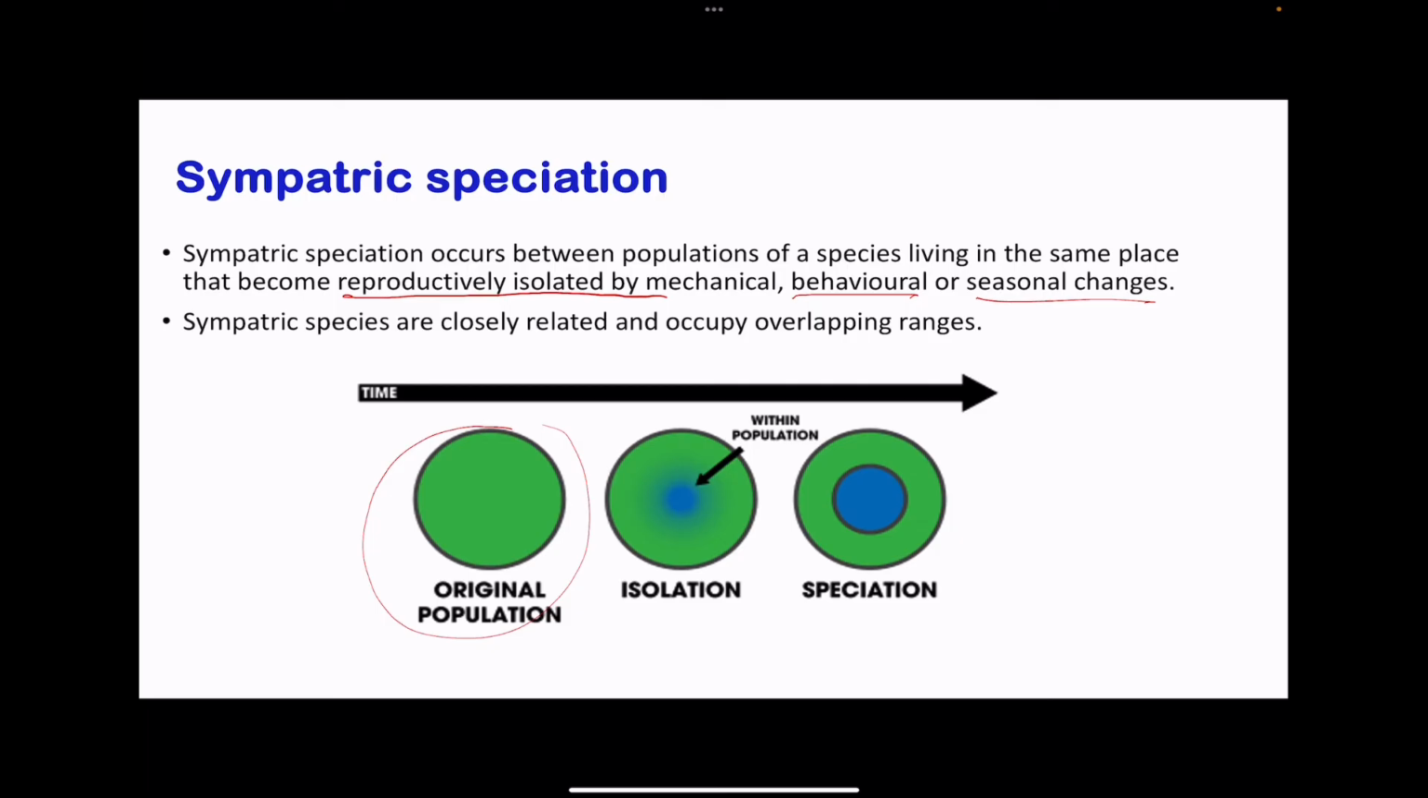So here we see there is isolation, meaning the specific organisms are going to be isolated within. They're in the same original area, but they are isolated because there is no gene flow between them and the other population, and over time, they become a different species.